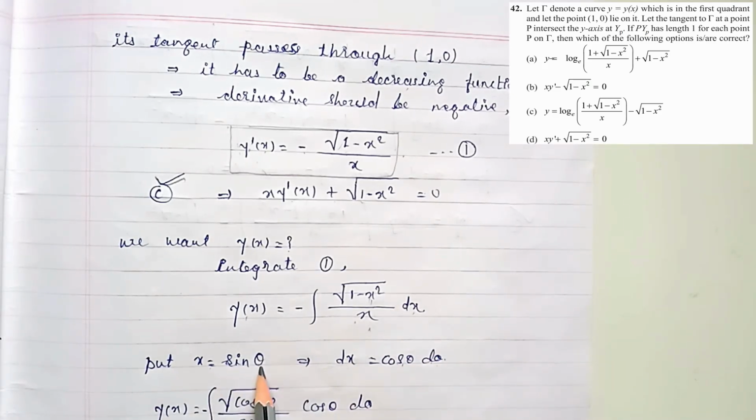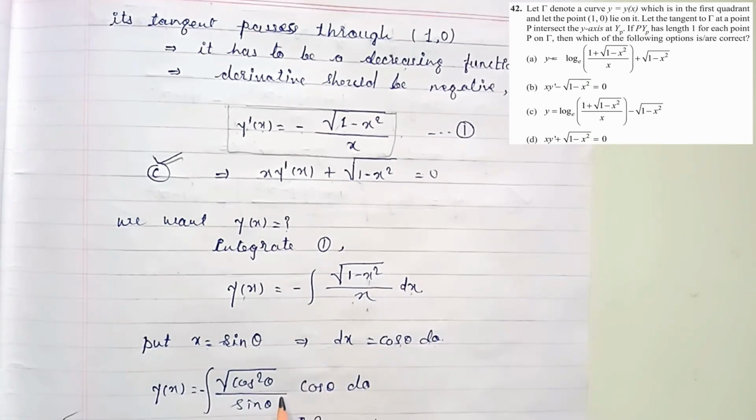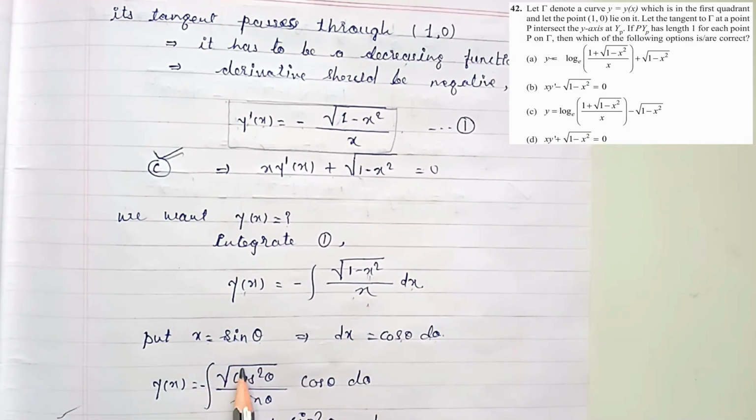So x is sine theta; differentiate both sides, so dx equals the differentiation of sine theta, which is cos theta, and d theta. Which is dx by d theta. So let's go for the further calculation.